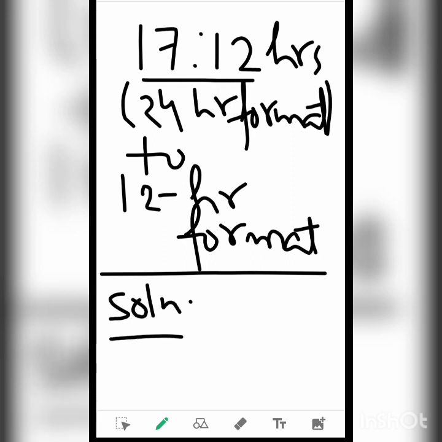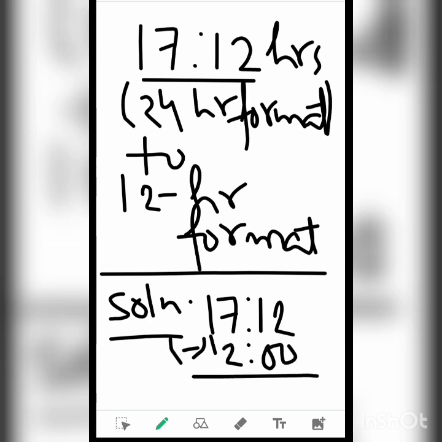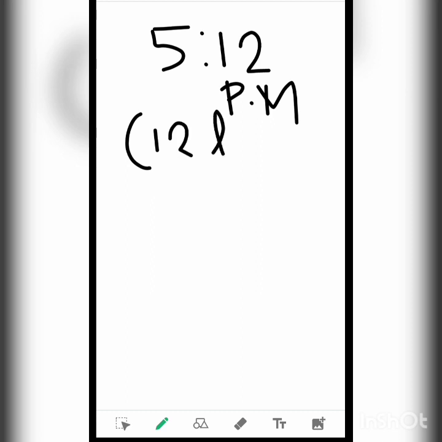It has already crossed 12:59 hours. So what we need to do, we need to subtract 12 from it, and here we'll put PM beside it. Why? The time has already crossed 12 noon. That period has already been crossed. Now if we write it afresh, the time will become 5:12 p.m. So this will be the converted time in 12-hour format.